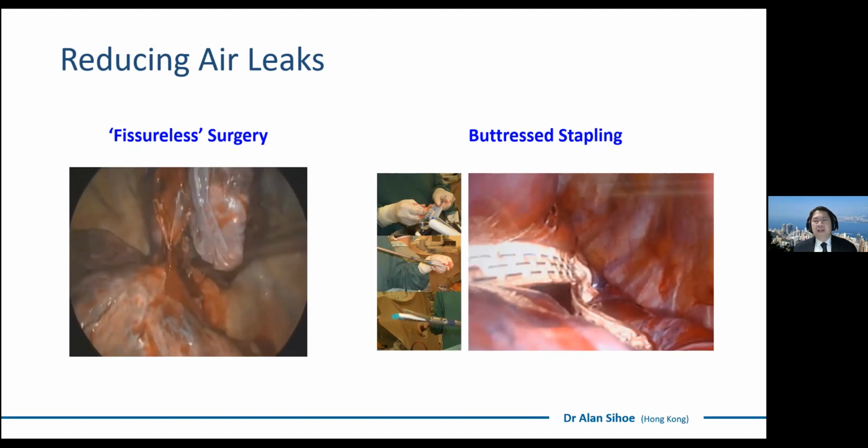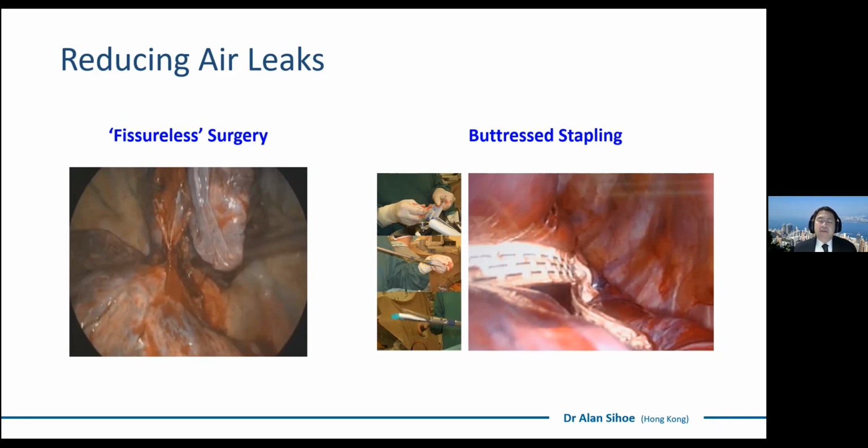You can use other things to reduce the chance of air leaks, such as buttress stapling. Now, this used to be quite common, I think, about 10, 15 years ago. I think there are some highly publicized incidents regarding some of these buttresses. These are well documented. And so in recent times, buttressing is, from my observations, a little bit less popular than it used to be, but it's still available. And if you have a very obviously emphysematous lung, it is still a viable option.